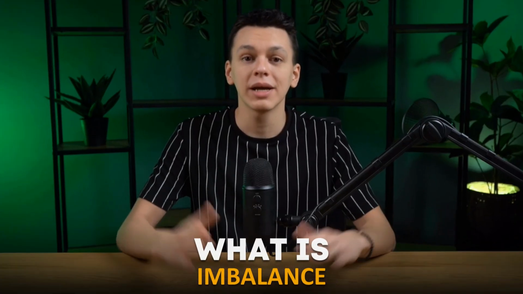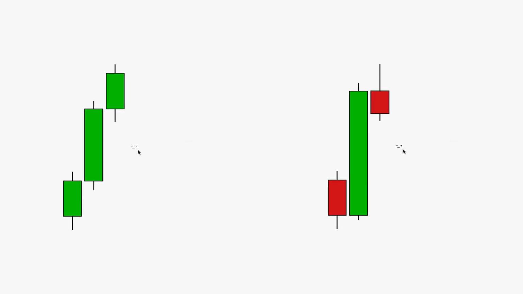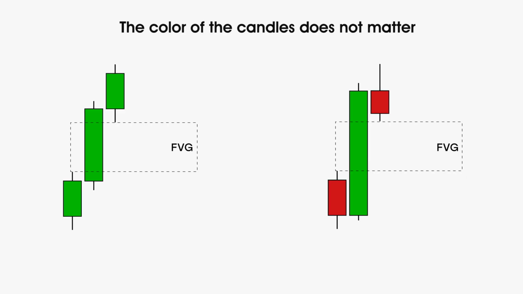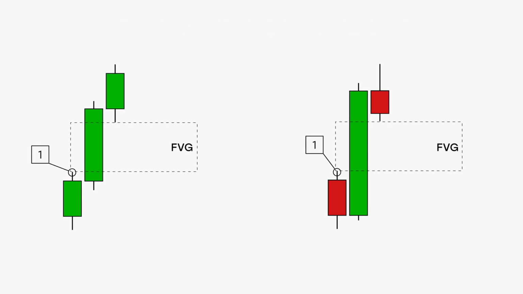Let's dive into what imbalance is. Simply put, it's an area on the chart where a gap forms between the wicks of 3 consecutive candles. The color of these candles doesn't matter. In a bullish scenario, the upper wick of the first candle doesn't reach the lower wick of the third, leaving an empty space that indicates a sudden market gap.